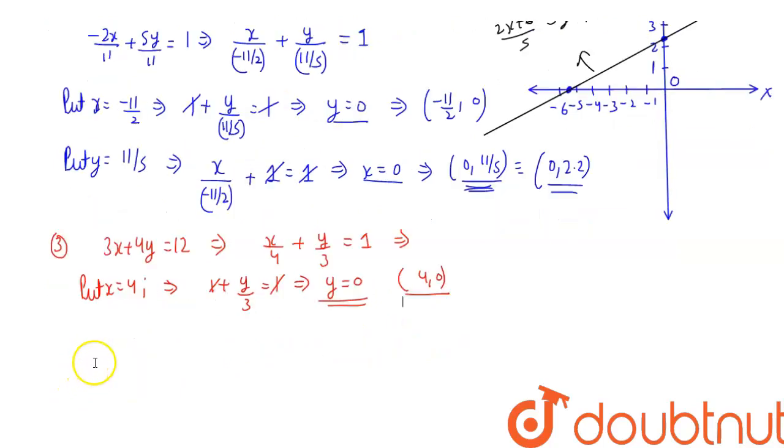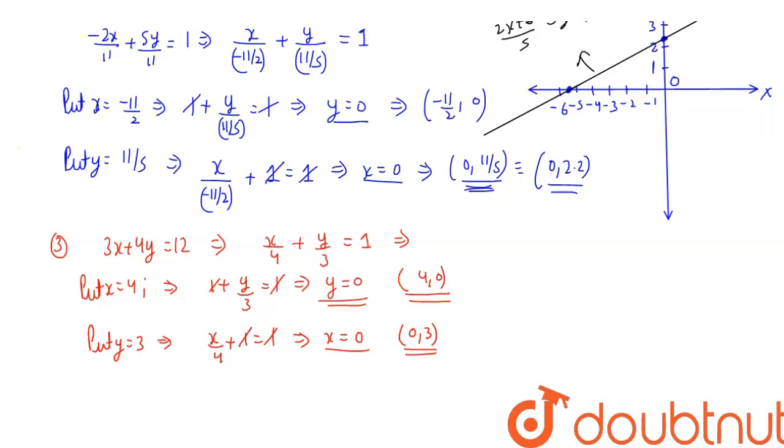Now similarly, here we are going to put y = 3. From this we get x/4 + 3/3, that is 1, = 1. So here 1 and 1 go off, and from here we get the value of x/4 = 0, that is x = 0 into 4, that is 0. So here we have got the x coordinate as 0 and the y coordinate as 3. So these are the two coordinates which we have got.